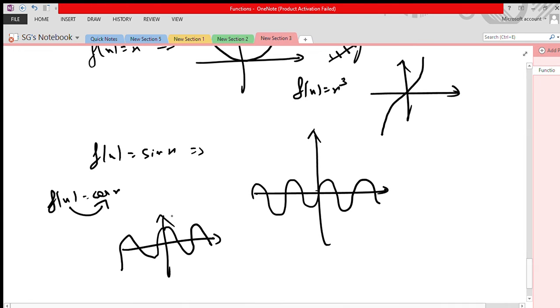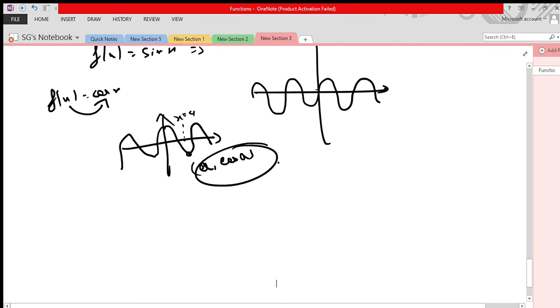Suppose this is x equals a. So its y value will be, this point will be (a, cos a). Clear? I think this particular portion is clear. What is a function and what is its mapping? So when you are asked for the graph of a particular function, you can just graph the equation y equals f(x). Clear? And you will be done.